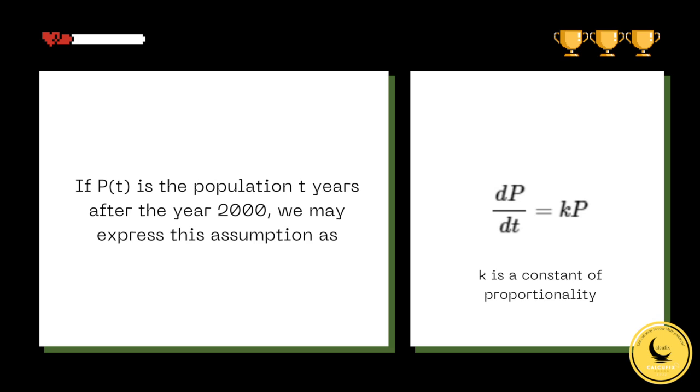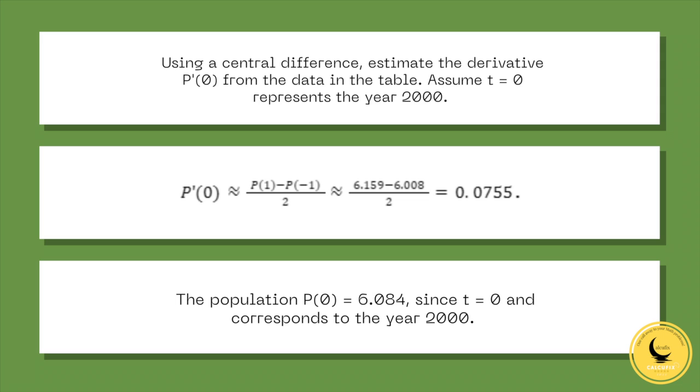We can write this assumption as P(t), where P(t) is the population t years after the year 2000, expressed as dP/dt = kP, where k is a constant of proportionality. First, using a central difference, estimate the derivative P'(0) from the data in the table. Assume that t = 0 represents the year 2000.